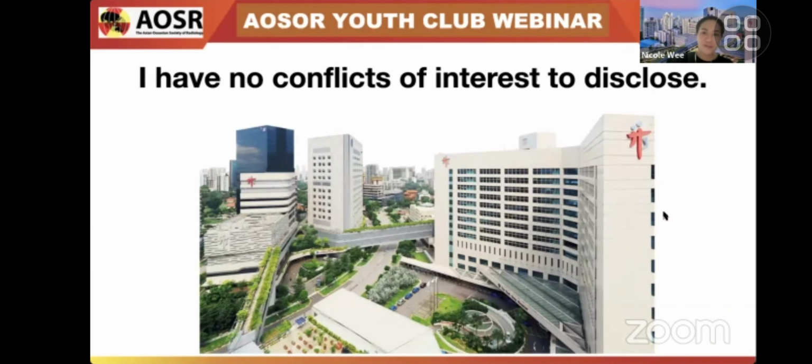This is actually the hospital I work at in Singapore. It's the most centrally located integrated health hub. On the right, we have the tertiary acute care hospital where our radiology department is based. And we also serve the adjacent step-down care facilities and community hospitals on the left.